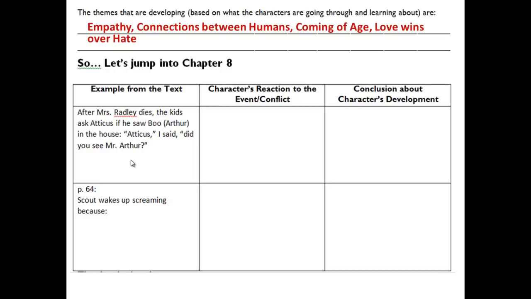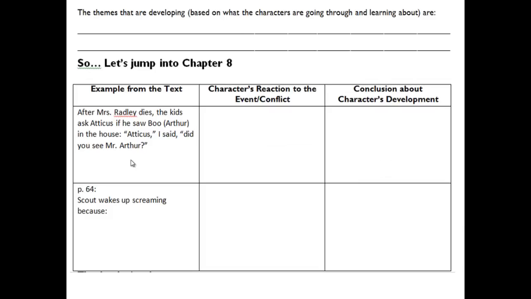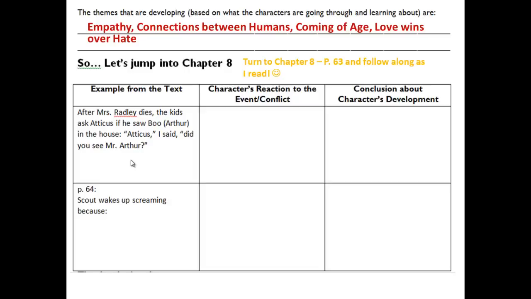Alright, so as you can see, if you go back to the front, to the page before, we had our chart, we had an example, we had the character's reaction, we drew a conclusion about it, and then we went ahead and we identified a few themes that could be coming out because of this. Alright, so let's go ahead and try this in Chapter 8. Open up your book, turn to page 63, and follow along as I read. Here we go.